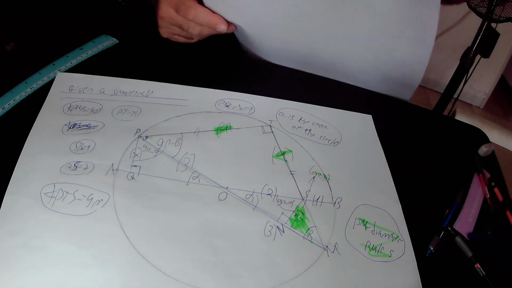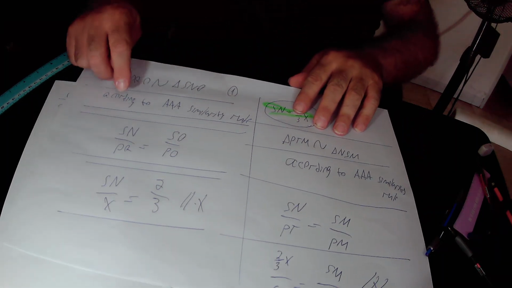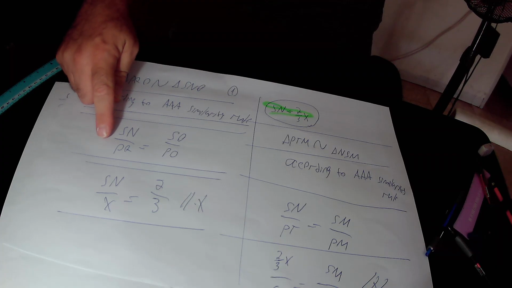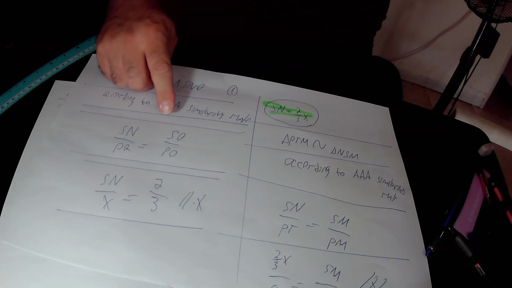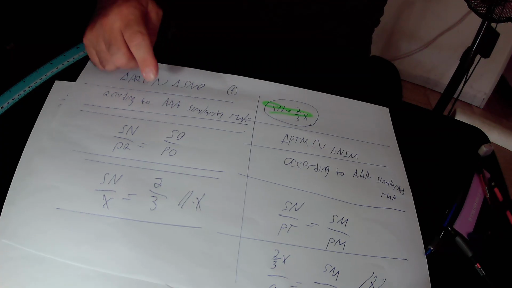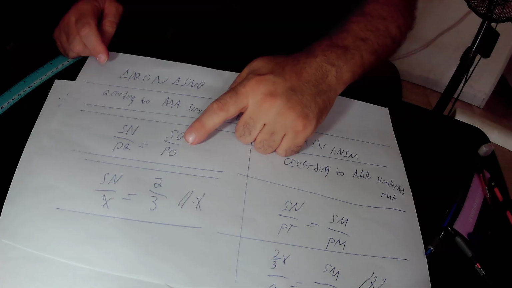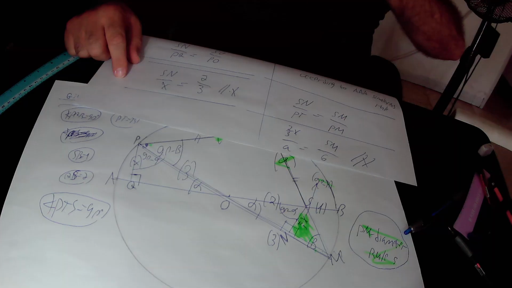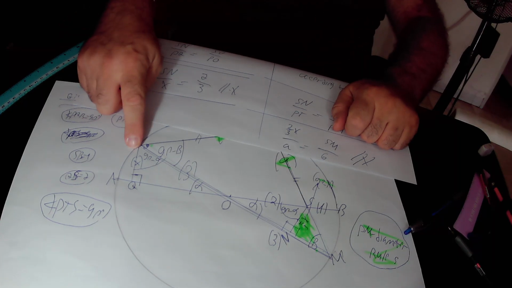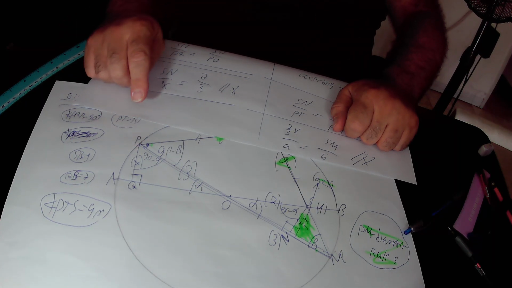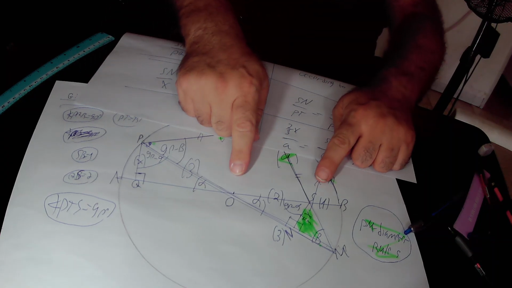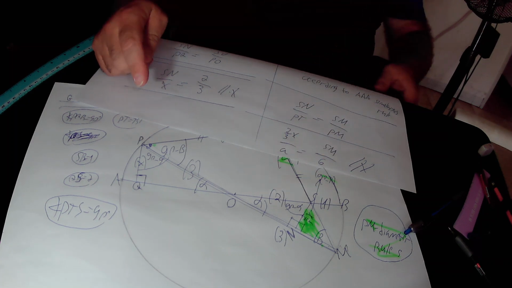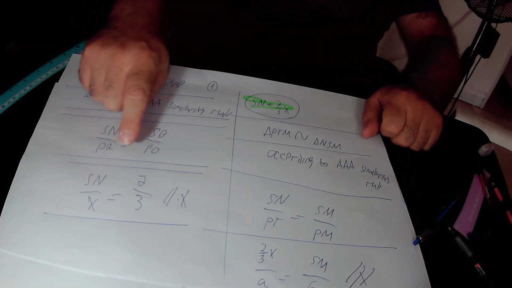Because again, we derive that side SN of the lower right triangle SNO over side PQ of the upper right triangle PQO is equal to side SO of the right lower triangle SNO over side PO of the upper right triangle PQO. SN is the missing side, so we leave it as it is, over PQ. PQ is X, and it is equal to OS. OS is 2, according to what is given in the question, over PO. PO is the radius of the circle. So in total, we found out that SN over X equals 2/3.